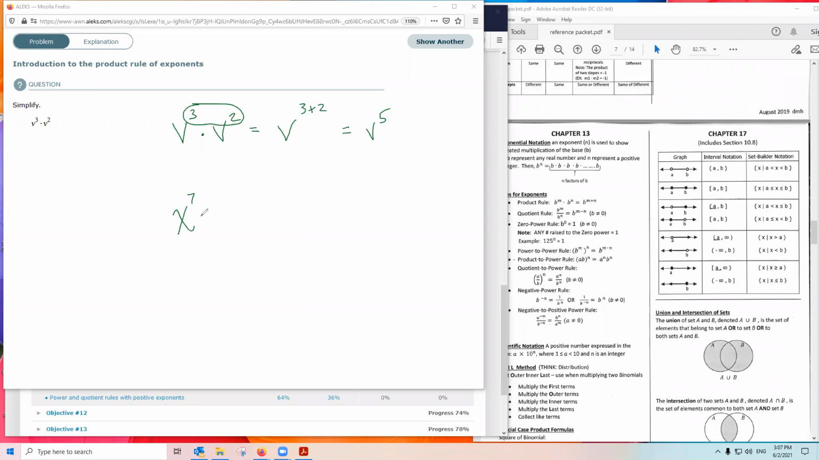How about x to the 7 times x to the 3? Well, you keep the base and add the exponents. This would be x to the 10. What if I had x to the 5 times y to the 12? Well, for this, you cannot simplify because this product rule only works if the bases are the same. Here, the base is x. Here, the base is not the same. The base is y. If you have different bases, like this example, you cannot use this product rule. The bases must be the same, like x and x, to use this product rule.